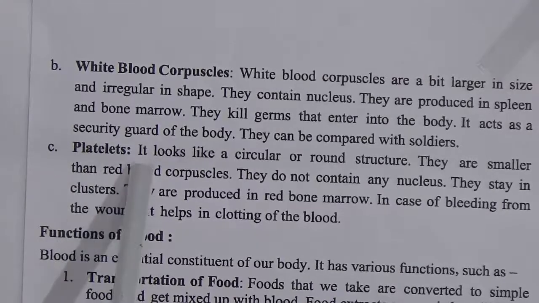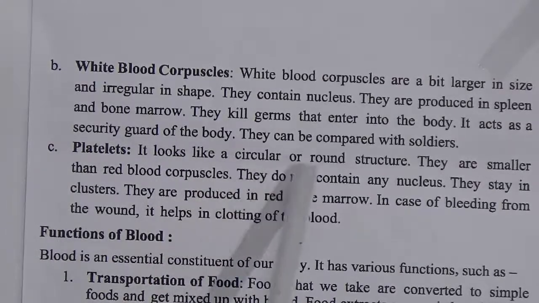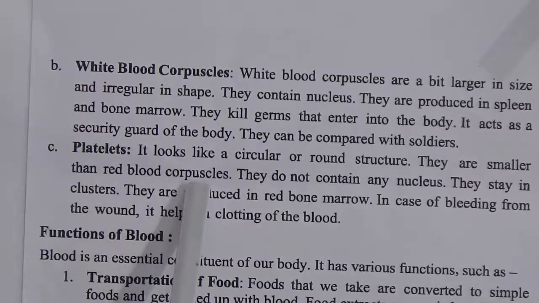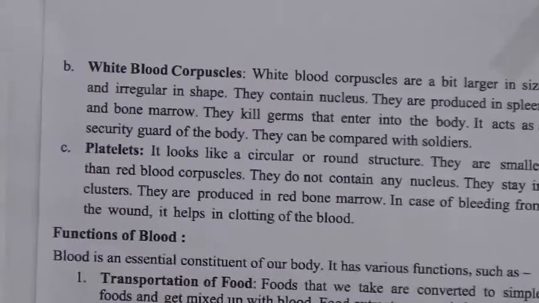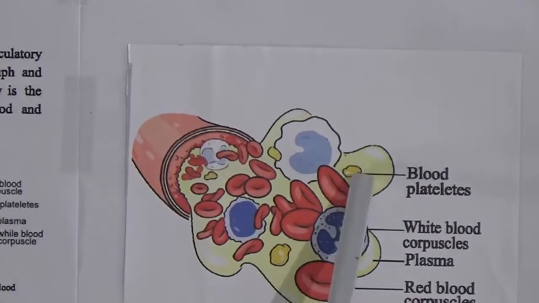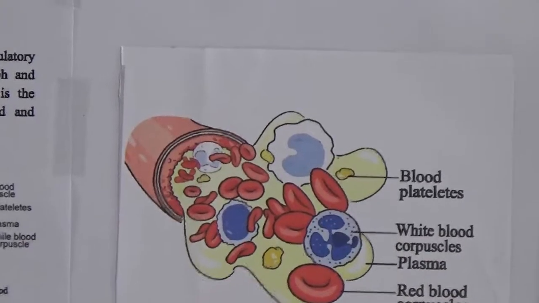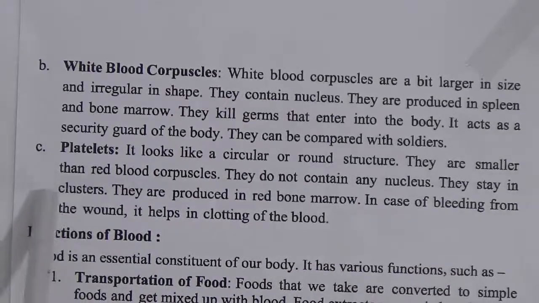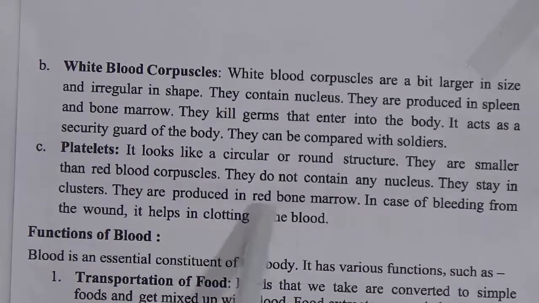Now platelets. They look like a circular or round structure. They are smaller than red blood corpuscles. If you can see this picture again, you can see platelets are smaller than red blood corpuscles. They do not contain any nucleus. They stay in clusters. They are produced in red bone marrow. In case of bleeding from a wound, they help in clotting of the blood.